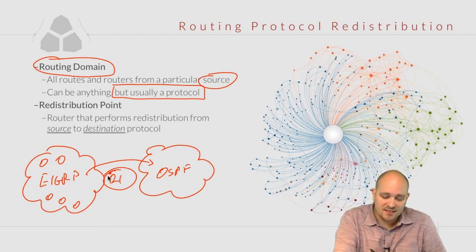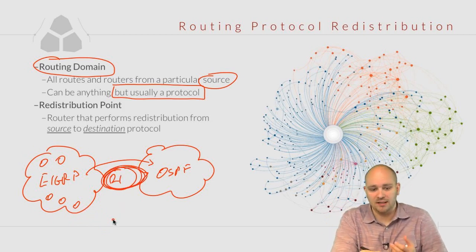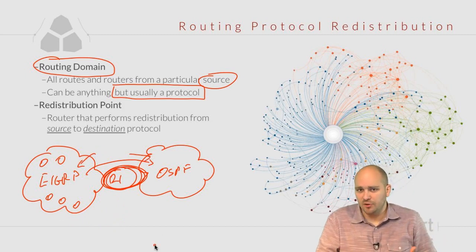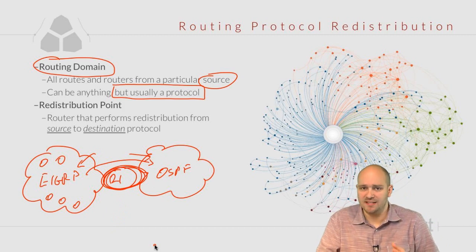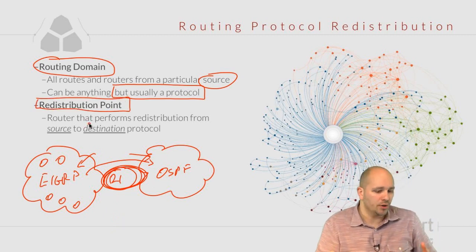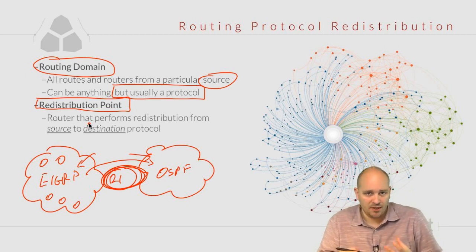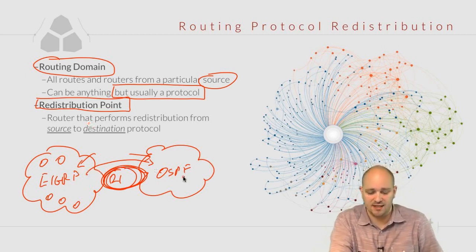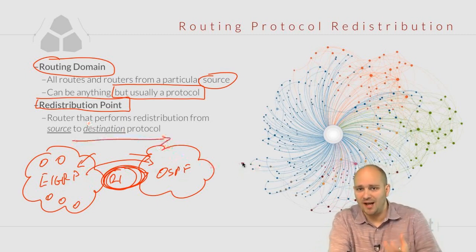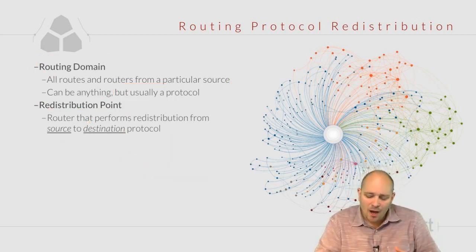Similarly to this, this redistribution router R1 that is obviously running both EIGRP and OSPF in redistribution terms is a little bit special. This is something that we can call a redistribution point. A redistribution point is simply a router that runs both source and destination protocol and that is performing a redistribution of routes between them. But how can this redistribution of routes be done?